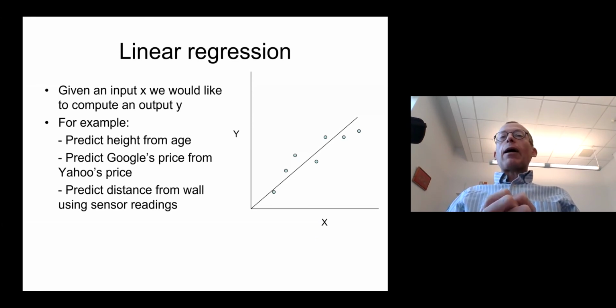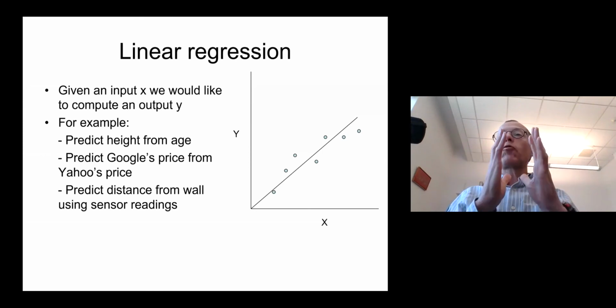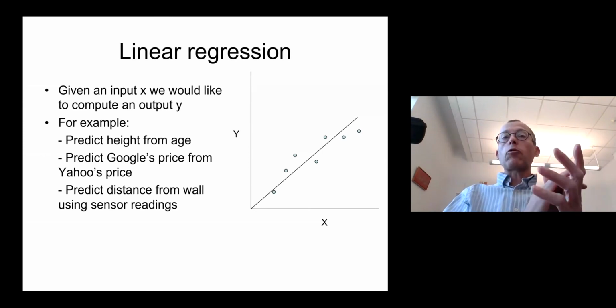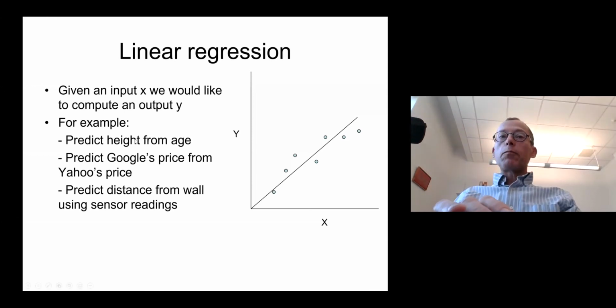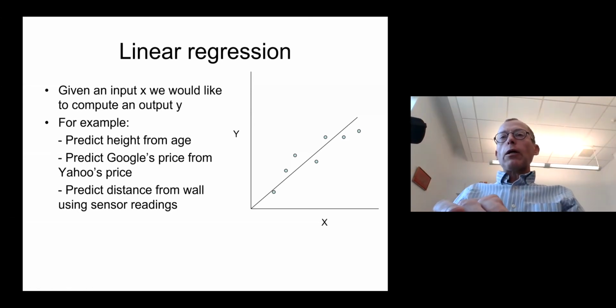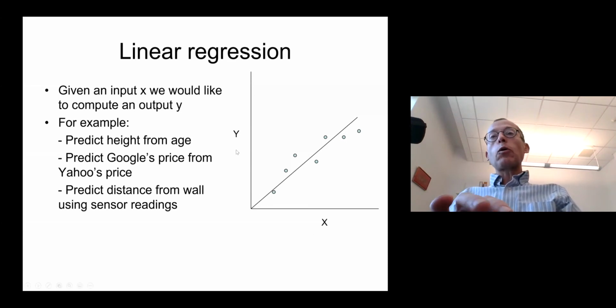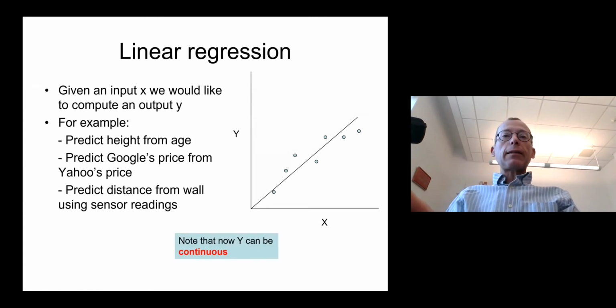So let's start with a simple problem where we only have two values. One is the input and one is the output. For example, you tell me your height and I want to predict your age. Or you tell me the price of one stock and I want to predict the price of another stock. Or you tell me some reading of a sensor and I want to predict the real distance. So lots of problems where you have one input and one output and you want to have a function between them. So how do we do this?